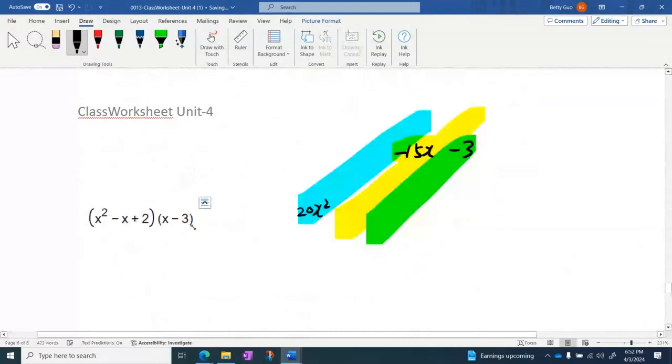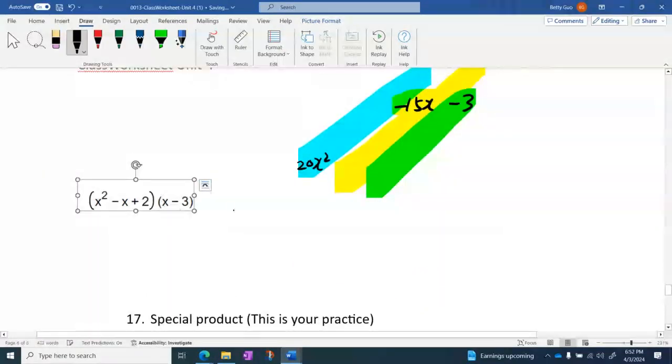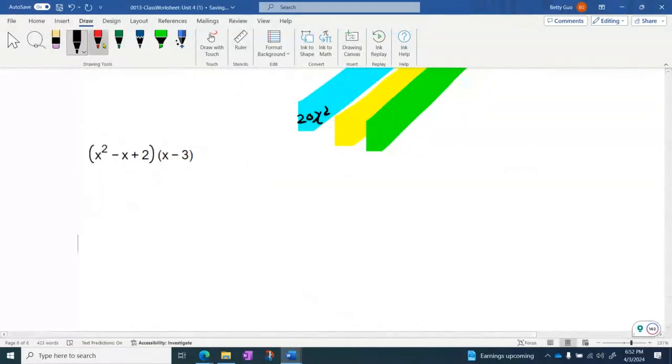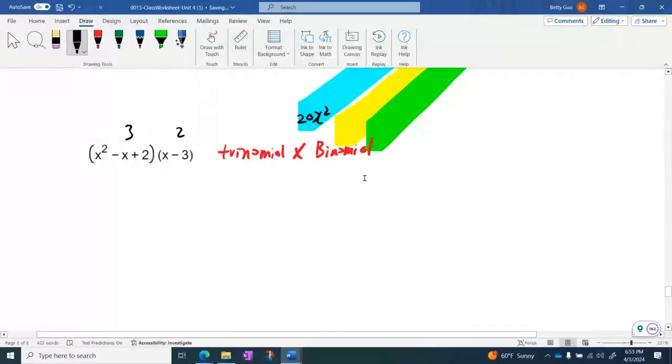This problem is a trinomial times a binomial. I'm going to use the box method to find the product of the trinomial and the binomial. Trinomial has 3 terms. Binomial has 2 terms. So that means we are going to create a box, 3 by 2 or 2 by 3.